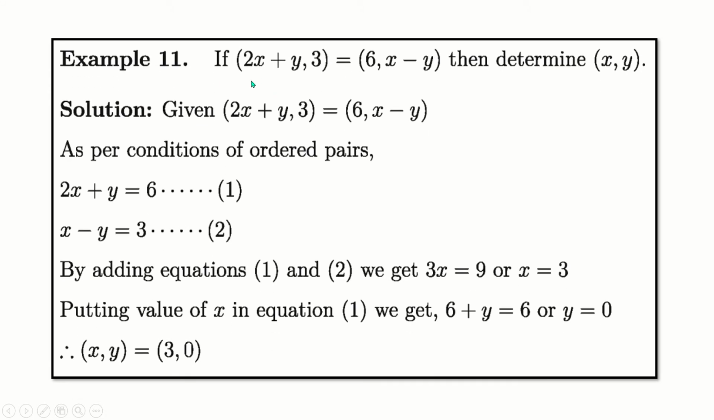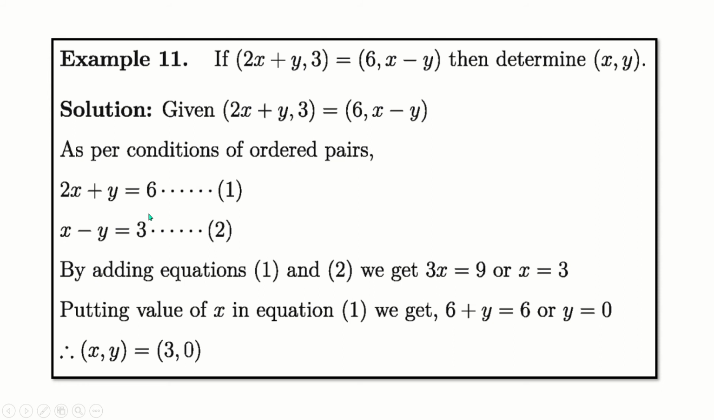Example 11. (2x + y, 3). Here is the ordered pair. There will be only two elements. This is the first position, this is the second position. As this ordered pair and this ordered pair are equal, the corresponding elements will be equal. That means 2x + y equals 6, and x - y equals 3. You can write any one of these first, no problem.